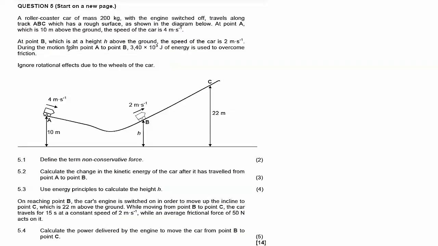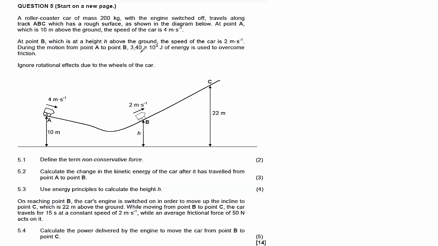Okay, so we have question 5. It says a roller coaster car of mass 200 kg with an engine switched off travels along track ABC, which has a rough surface as shown in the diagram below. At point A, which is 10 meters above the ground, the speed of the car is 4 meters per second. At point B, which is at a height of h above the ground, the speed of the car is 2 meters per second. During the motion from point A to point B, 3.40 times 10 to the exponent of 3 joules of energy is used to overcome friction.